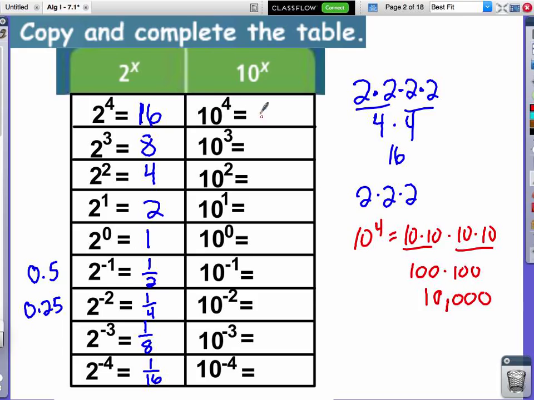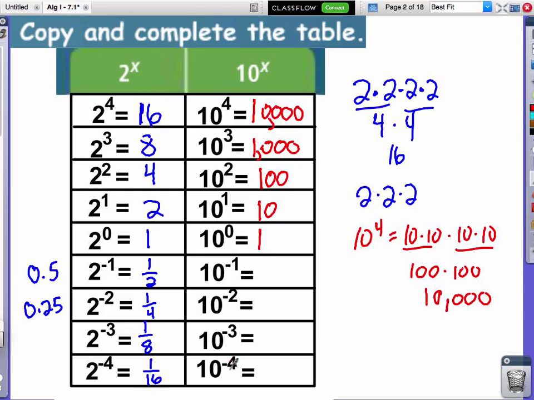The exponent is 4. So a 1, and then 1, 2, 3, 4 zeros. 10 to the 3rd power is going to be a 1, 3 zeros, 1,000. 10 squared is 10 times 10, which is 100, a 1, and 2 zeros. This only works with powers of 10. 10 to the 1st power is a 1, and then 1 zero. Remember, 10 to the 0 power, you plug this into your calculator, 10 to the 0 power is 1. 0 zeros.